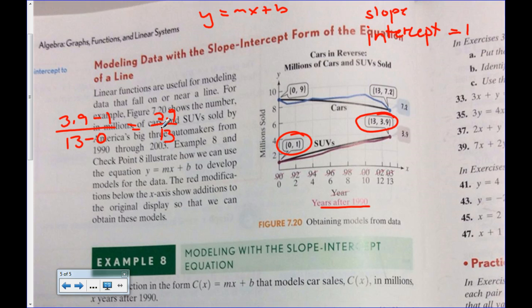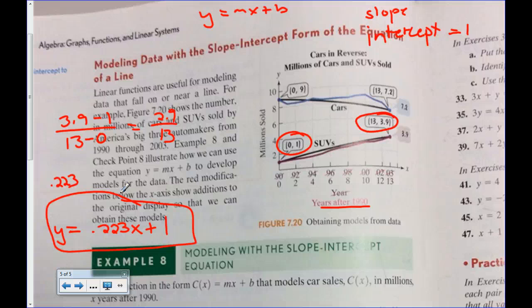And that would end up being 0.223. Okay? So my slope is 0.223. Now if I'm going to put that back into this equation, it's going to be y equals 0.223. What comes next? X, good, plus 1. So that's what it's asking you to do, is put it into that form. Okay? All right. That's it.